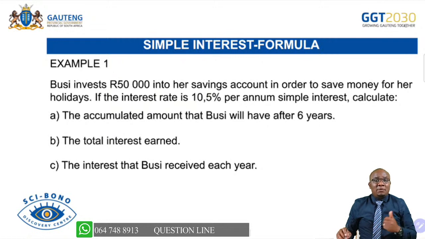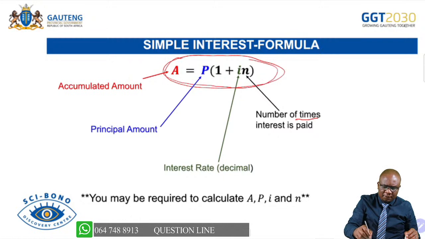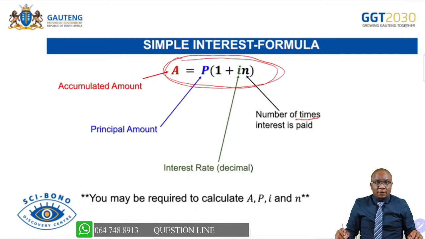Right, let me go back. I want you to copy the formula. I didn't tell you to do that. I want you to copy the formula, and then after that, we'll come back to this, okay? Right, I want you to copy the formula. Just copy this formula, okay? Copy it fast for 30 seconds. Just copy the formula. A is equals to P, then bracket 1 plus I times N.